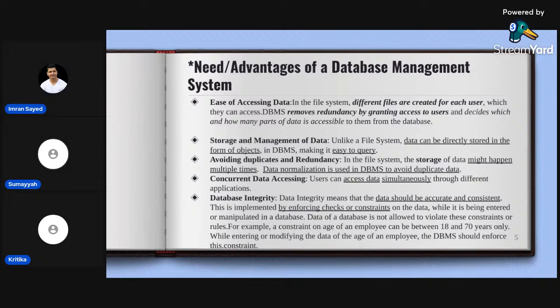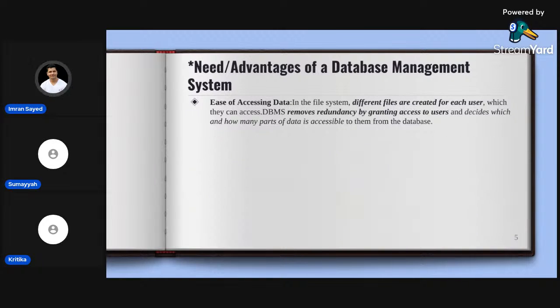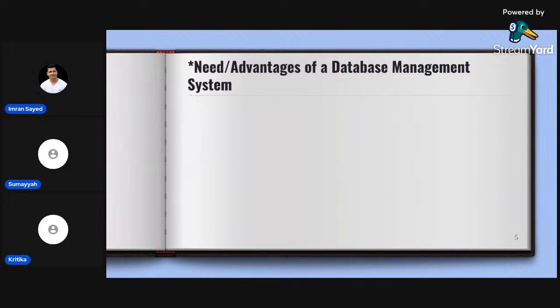Okay. So, Kritika, give me one of the advantages. Concurrent data accessing. What does that mean? Users can access the data simultaneously from different applications.